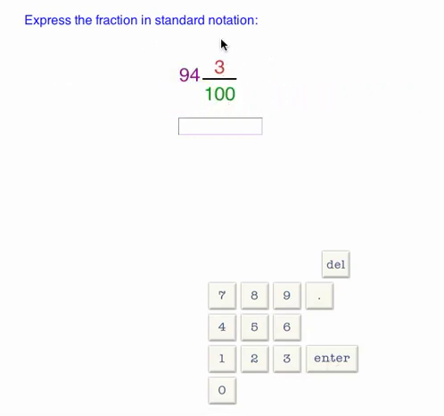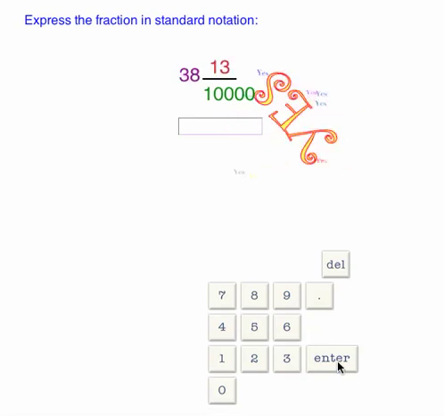Okay, last one, 94 and 3 hundredths. So 94 and decimal 3 hundredths. Make sure the 3 is in the hundredths position, so we have to put a 0 there, and there we are. All right, and that's how you do level 2 of fraction notation. Have a good day.